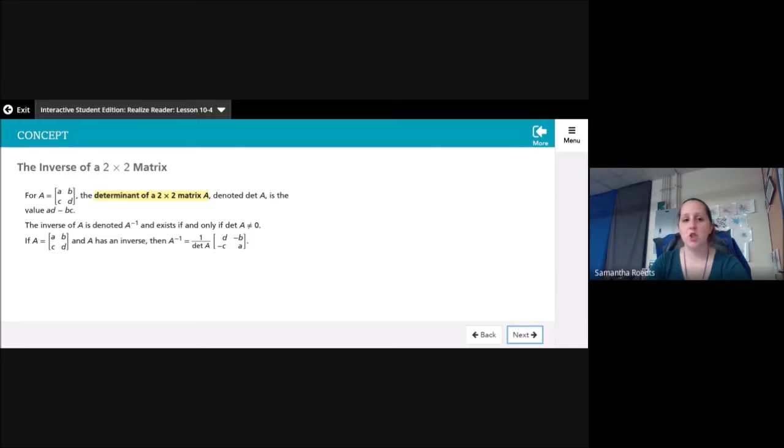Concept: the inverse of a 2 by 2 matrix. For A, where the matrix is A, B, C, D, the determinant of a 2 by 2 matrix A, denoted DET A, is the value AD minus BC. The inverse of A is denoted A to the negative first power and exists if and only if DET A does not equal 0. So the determinant can't be 0. If A equals A, B, C, D and A has an inverse, then A to the negative 1 equals 1 over DET A times D, negative B, negative C, A.